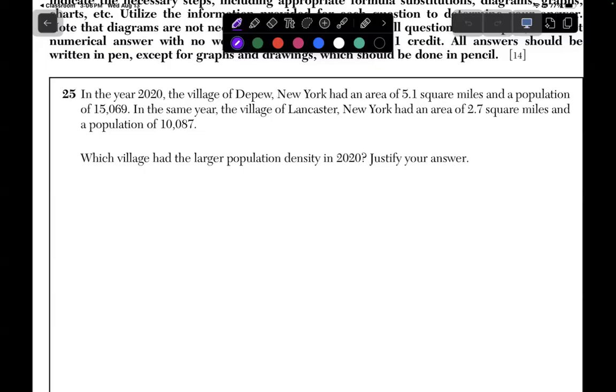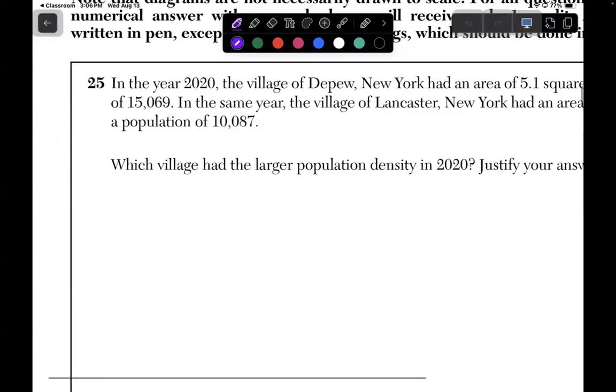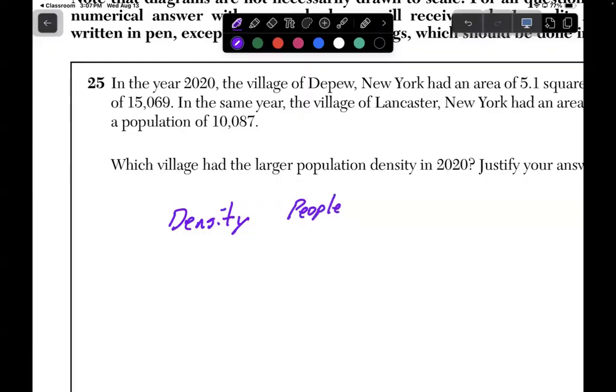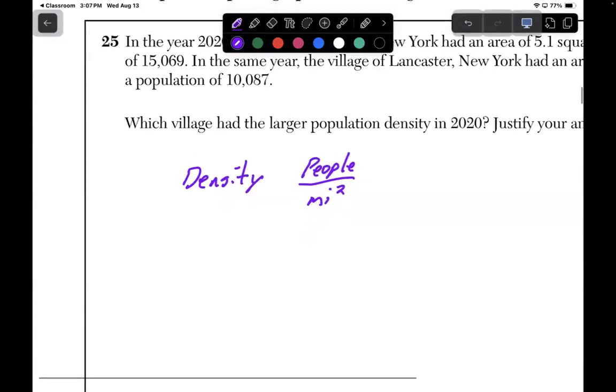Justify your answer. So what you have to do here is, basically, population density is going to be the number of people per square mile. So all you're going to do is take the number of people in each town and divide it by the square miles, and that will give you the population density. For the most part, I think most students overall did okay on this question. I'm going to talk about the grading in a second.